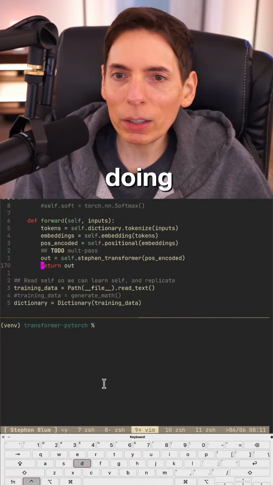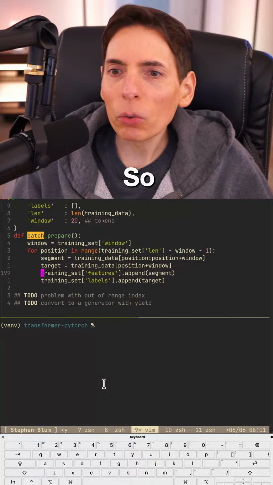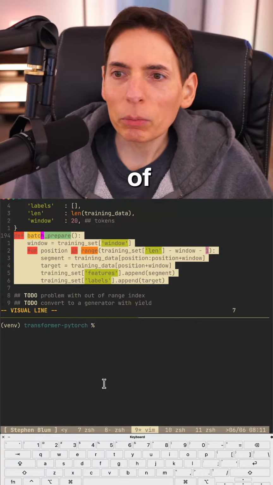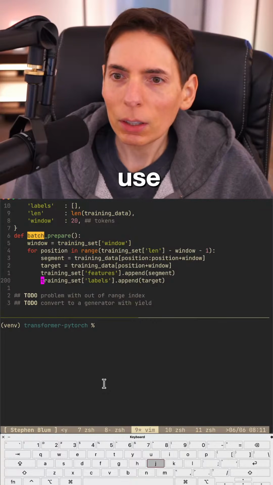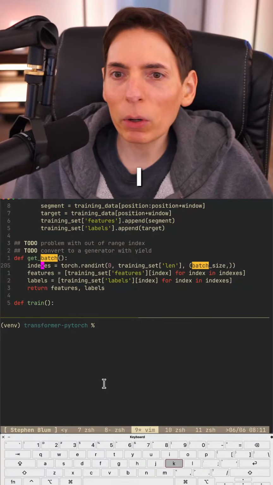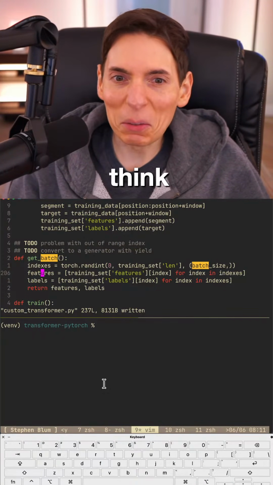Let's start off with doing the batch adjustment because I think that's pretty straightforward. So what do we do here? Okay, so this creates a whole bunch of essential segments that we can use. The thing is, though, this is missing some data, so I want to convert this into a generator. I think we can make it.